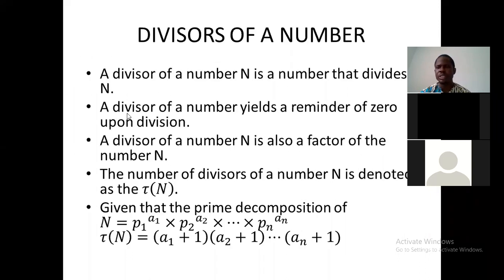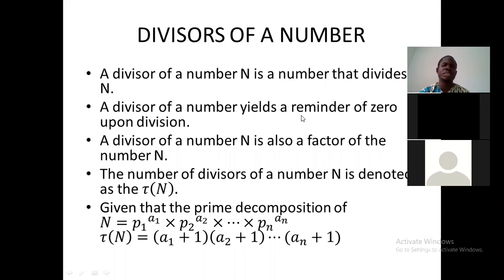So, divisors of a number. A divisor of a number n is a number that divides n. So we're saying n represents any number. A divisor of a number yields a remainder of 0 upon division. What this point is saying is that whenever division goes on, there is always a remainder. Now, if you say there's no remainder, there's actually a remainder, and that remainder is 0. Remainder always exists whenever division is carried out.